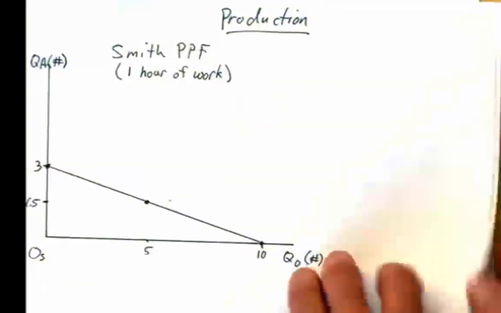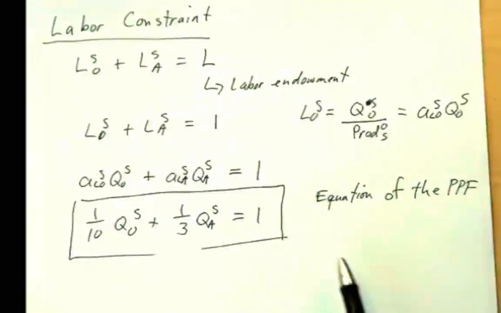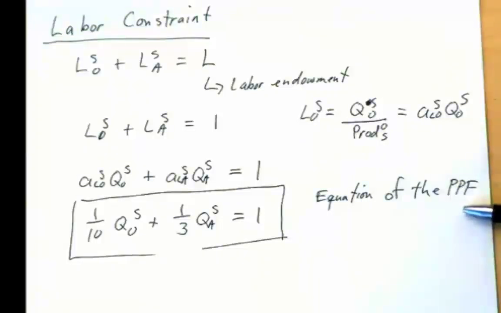Okay, but it's the equation of that line with interpretation, with some economic meaning associated with it. So now, the equation of the line in general is ALO times QO plus ALA times QA is equal to L. But if we plug in the values for the unit labor requirement, and we plug in the values for the labor endowment, then we get these particular values. And that equation is exactly the equation of the line with corners 10 and 3 that we started off with at the beginning of the exercise.